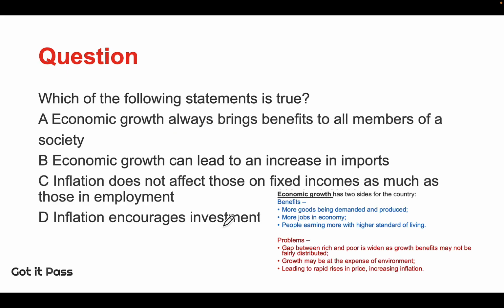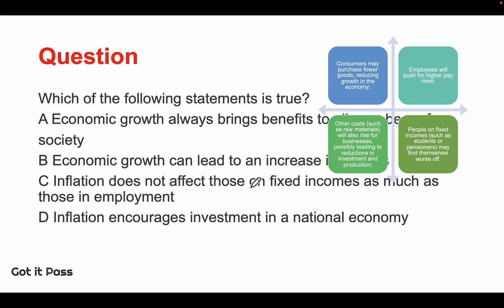So first, economic growth. Options A and B are about economic growth, the first issue that we discussed. So you have the clue about whether it is correct or not. And for inflation, we have these key problems of inflation. So if you can remember my words about inflation, then it's not difficult for you to identify whether they are true or not true.